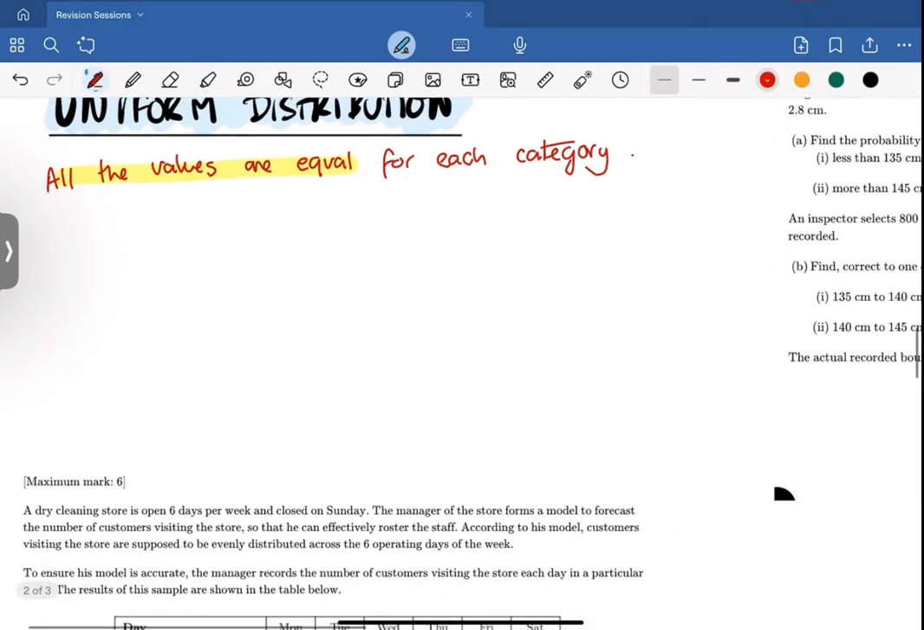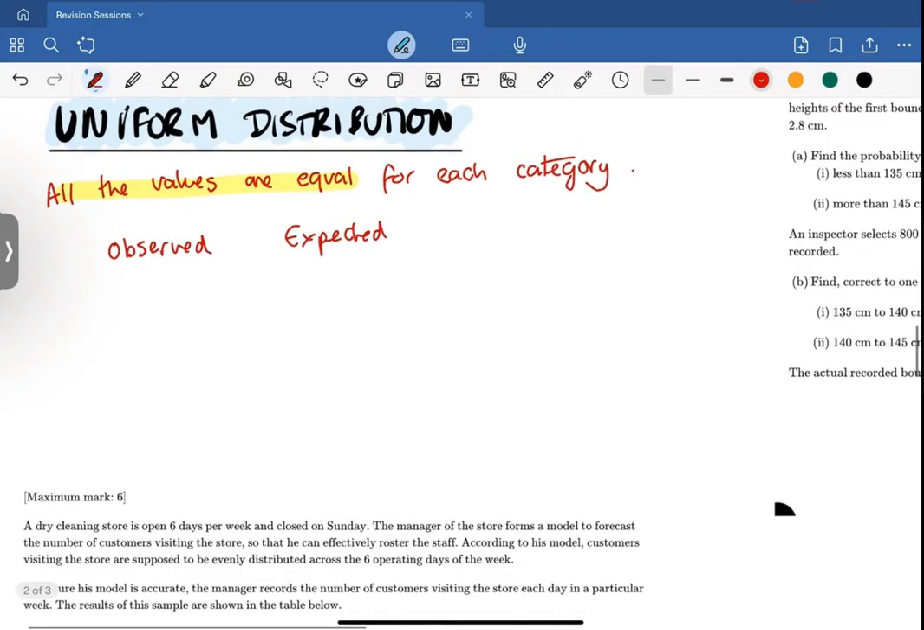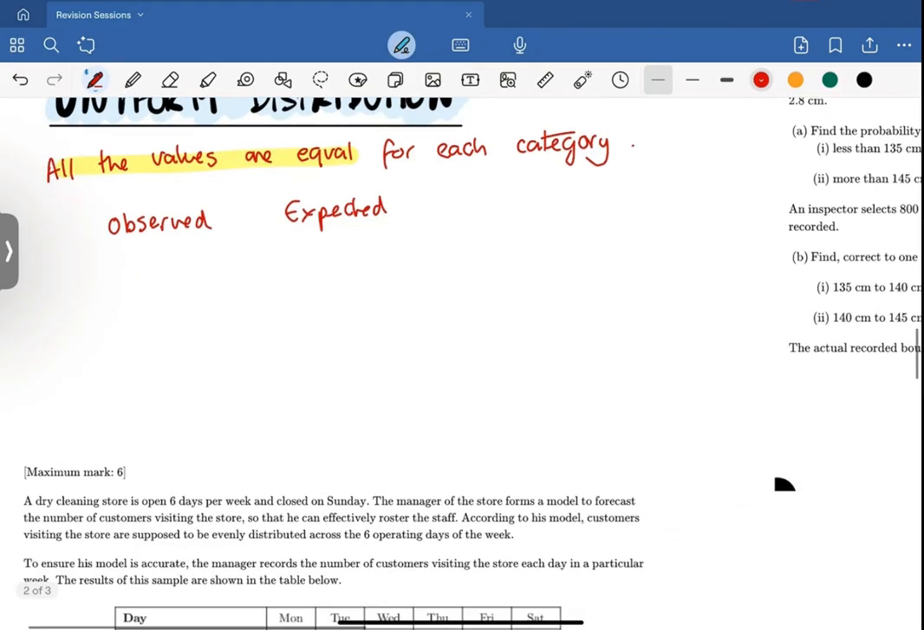All right, so what we're going to need is some observed values, and we're going to need some expected values. And for a uniform distribution, the expected value will be just that each of the slots, days of the week for example, is the same number. So let's read through this question.